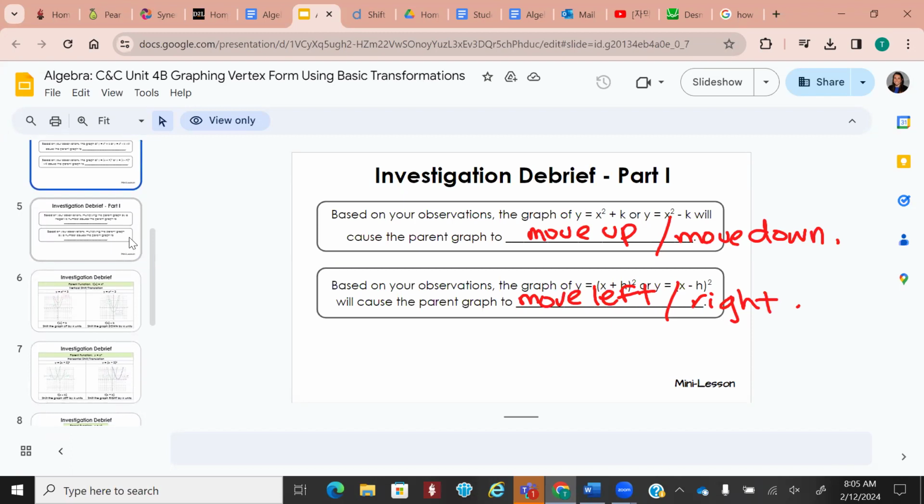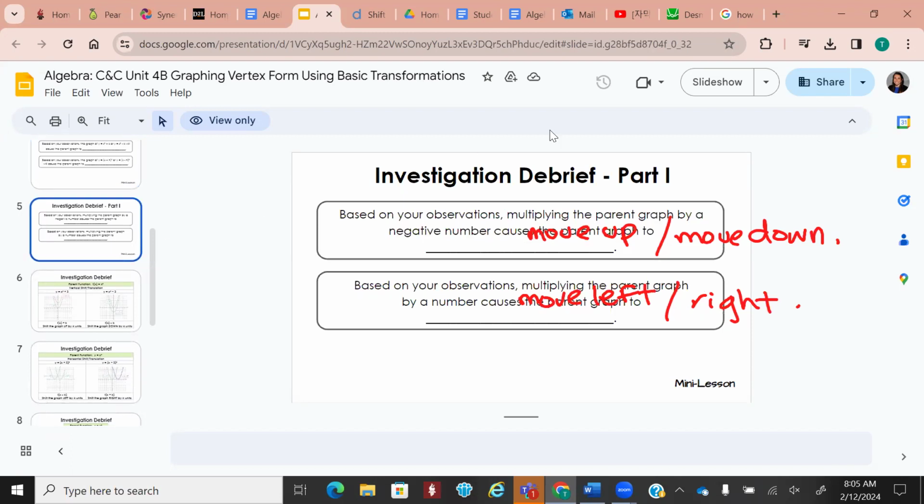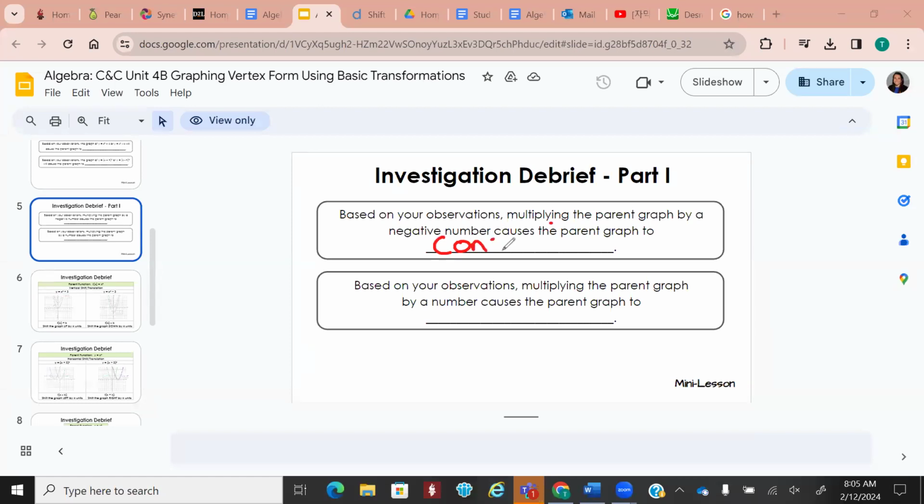Okay. If we have a parent graph multiplied by a negative number, then it causes it to look concave down. If we multiply the parent graph by a number, it causes the graph to either stretch or shrink.